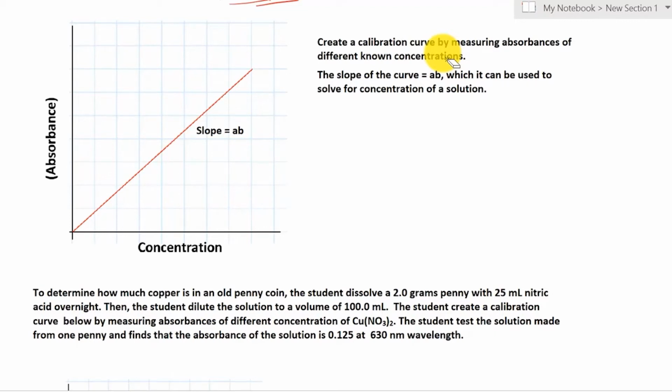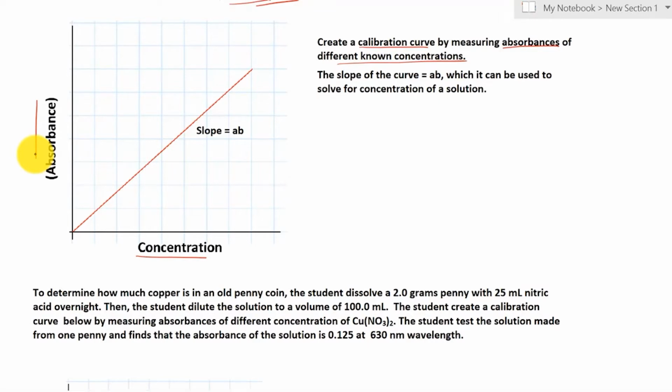Before we look at the actual problem, let's look at what type of data we can get from our experiment. Well, first of all, for any substance that can dissolve in a solution, we can determine a calibration curve by measuring absorbances of different known concentrations. So basically, we take different concentrations of that substance and measure the absorbances. And that's the reason why we have concentration versus absorbance. So that's the basic thing that we can do with a spectrometer, okay?